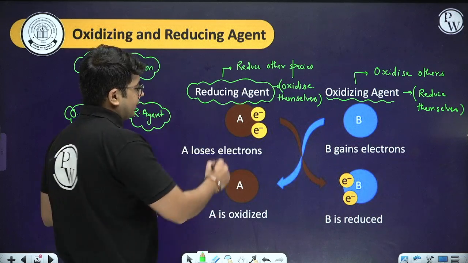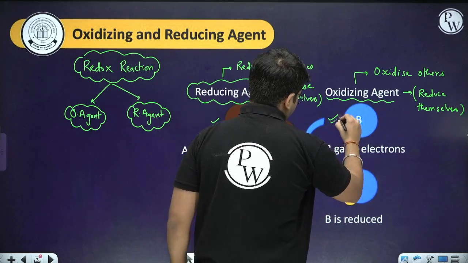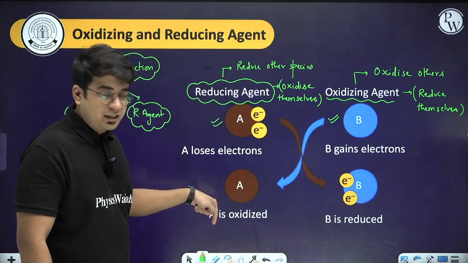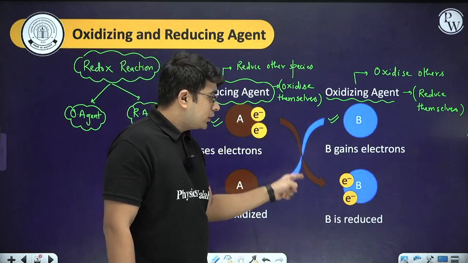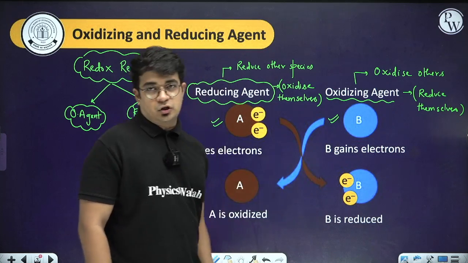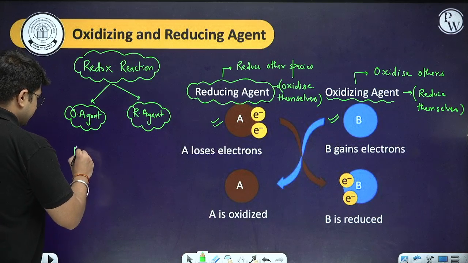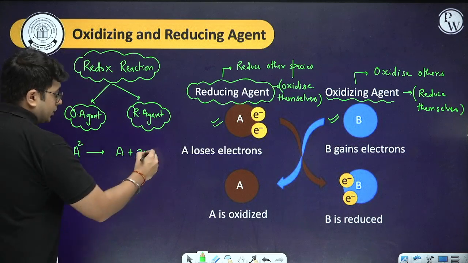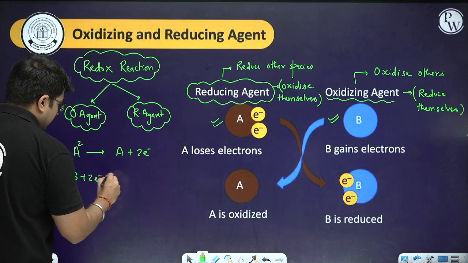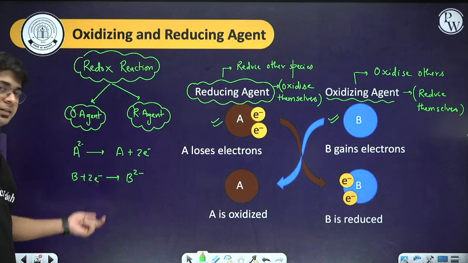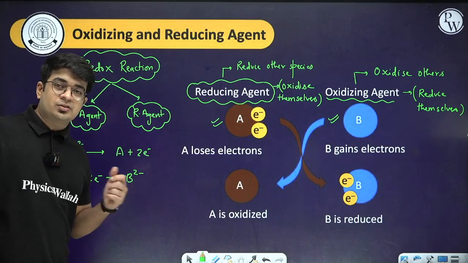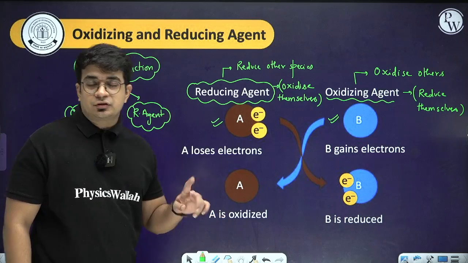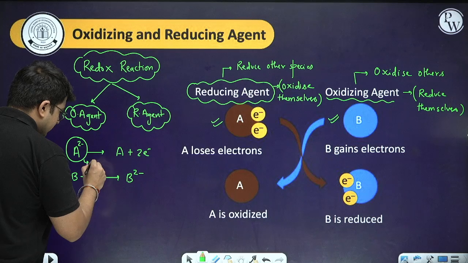Let's say I have a species A as well as a species B. A is going to lose the electrons, and B is going to gain the electrons. If A is losing the electrons, let's say we have A2 negative, it is forming A and 2 electrons, and on the other hand B is gaining 2 electrons to form B2 negative. You can see that this particular part is loss of electron, so the process is oxidation. So that species is oxidizing itself, so definitely it's going to reduce other. So that species will be a reducing agent.